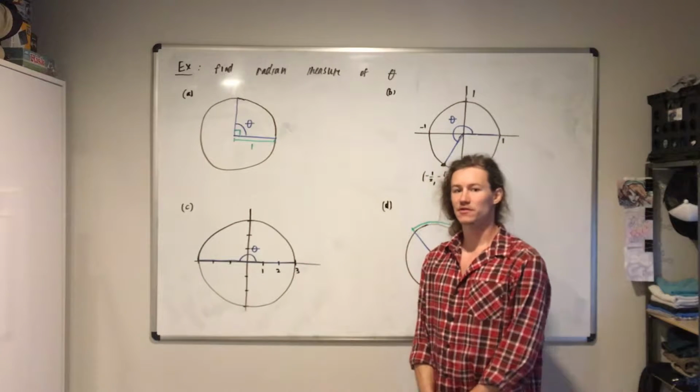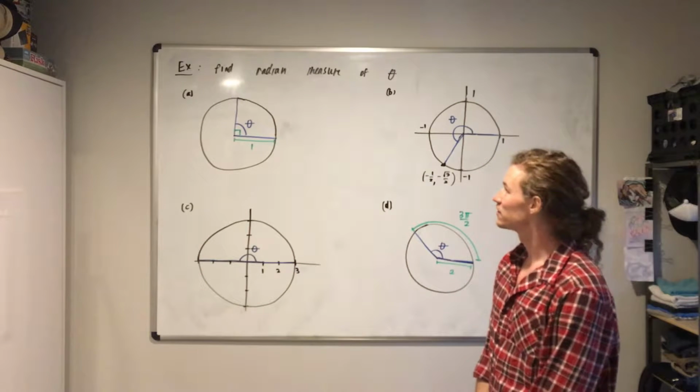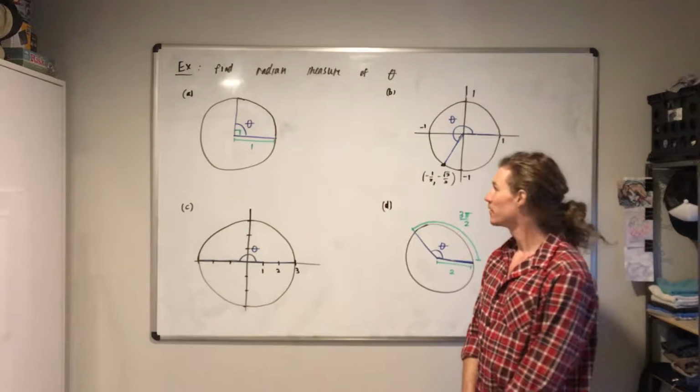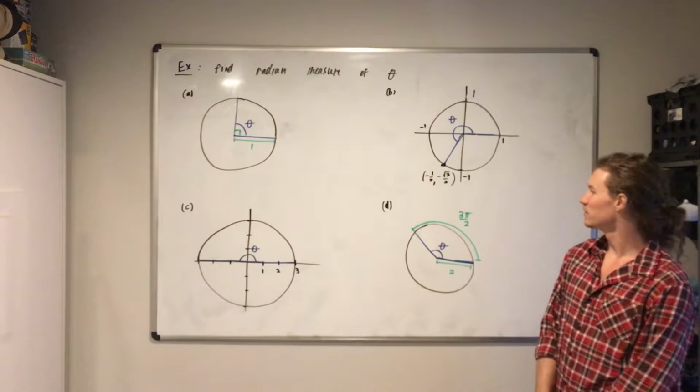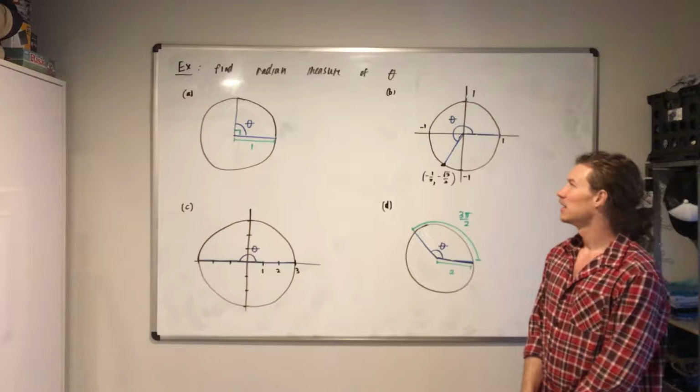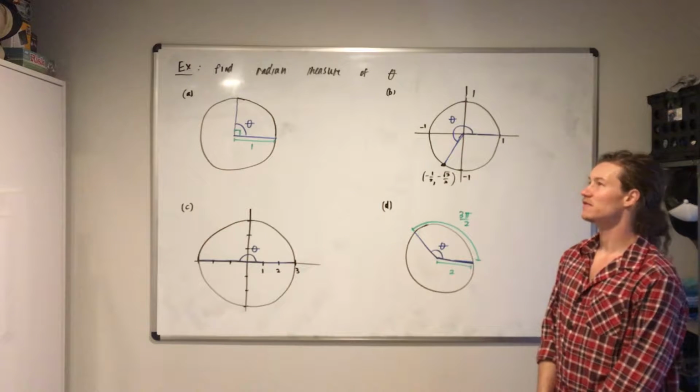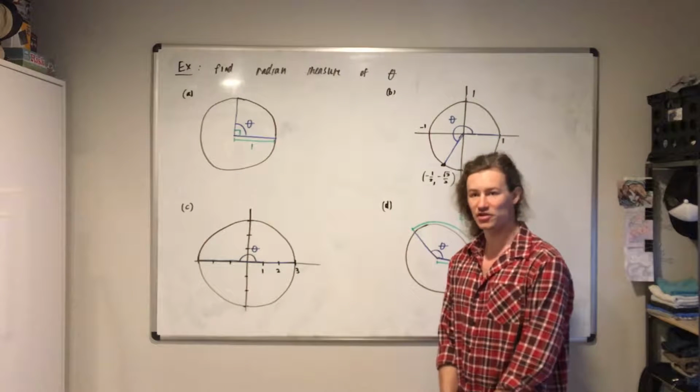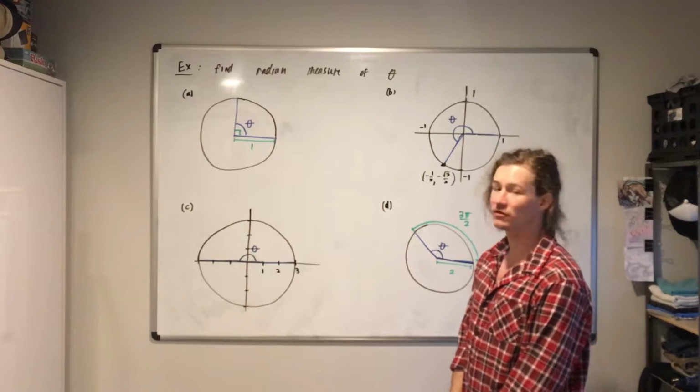Let's go ahead and look at the solution to this problem. Here we're asked to find the radian measure of some angle theta given to us by a different diagram in each case. In all cases we need to recall the definition of radian measure. How do we measure an angle in radians?